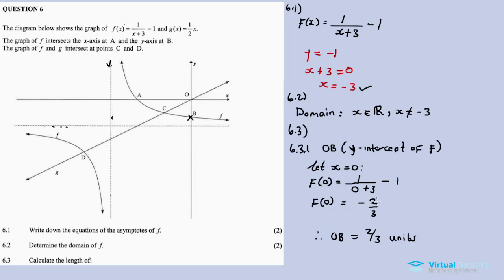Check out the difference. The y-intercept is -2 over 3, and then the length OB is a positive 2 over 3 units. The word length is the key word. Length is always positive, right? So that's why I removed the negative sign and wrote a positive value instead.